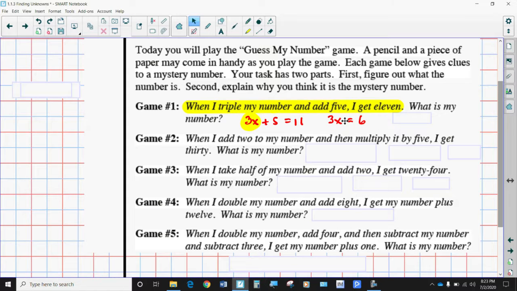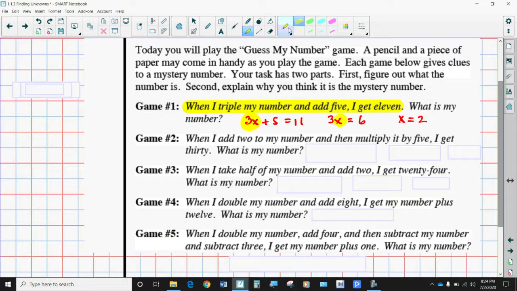Okay? So now I'm going to think about this again, but this time I'm just going to think about the x. 3 times something is equal to 6. So what does that something have to be? 3 times 2 is equal to 6, correct? Which means our solution for this equation, your number needs to be the number 2. Okay, now let's go through and check that to make sure that that works. 3 times 2 is 6, and 6 plus 5 is 11. When I triple my number and add 5, I get 11. That is correct. So x has to be equal to 2.